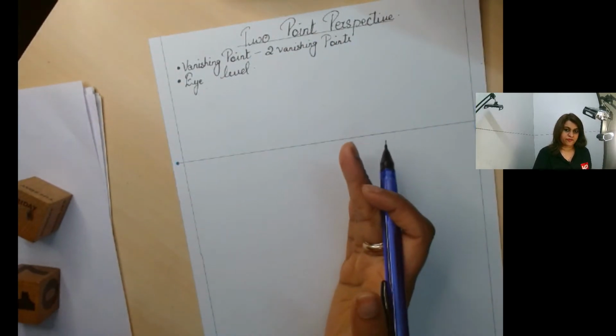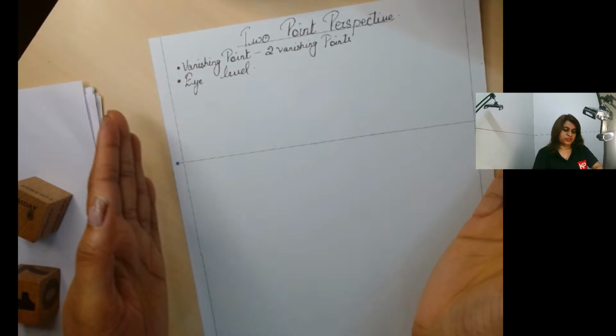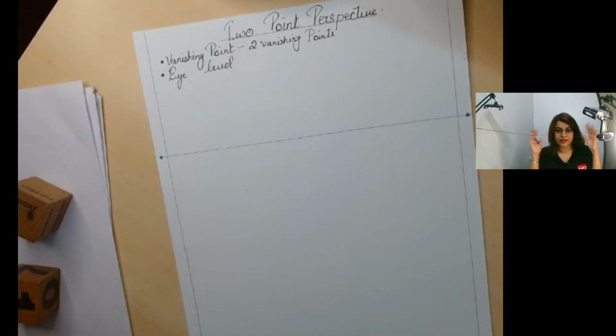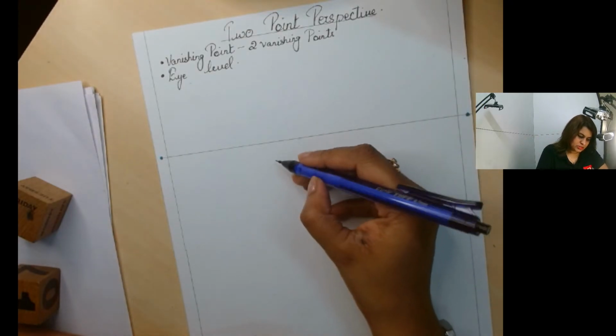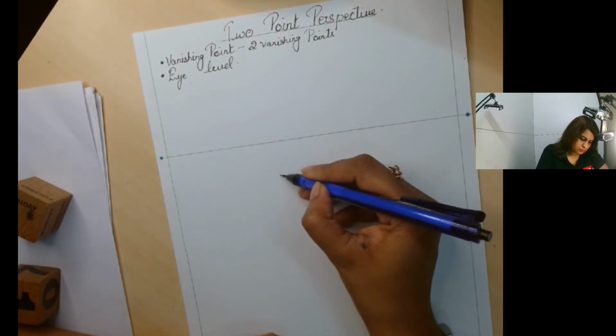So you are somewhere here, and these are the two vanishing points, like your peripheral vision, absolutely away from each other. You start with the corner.